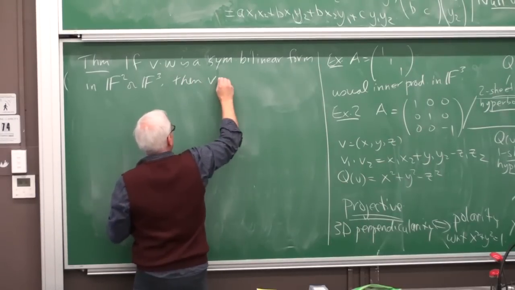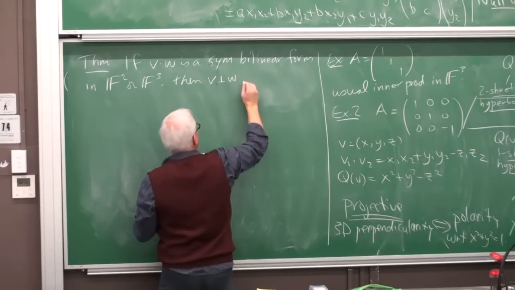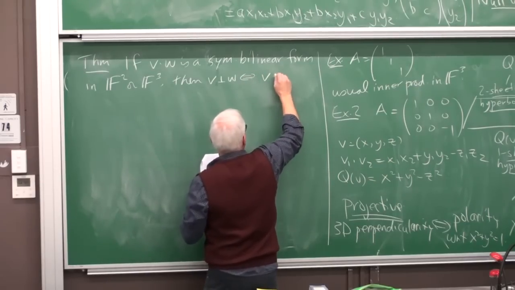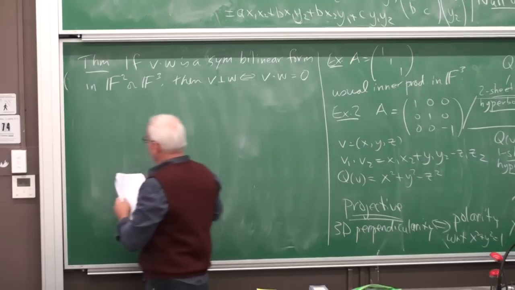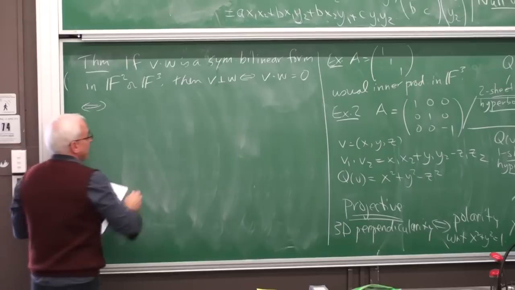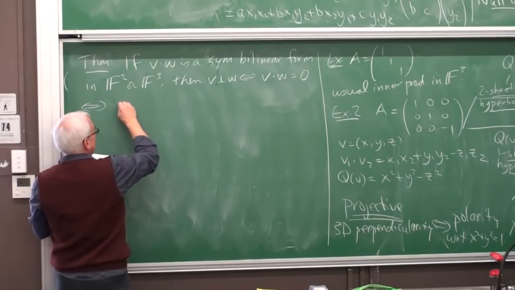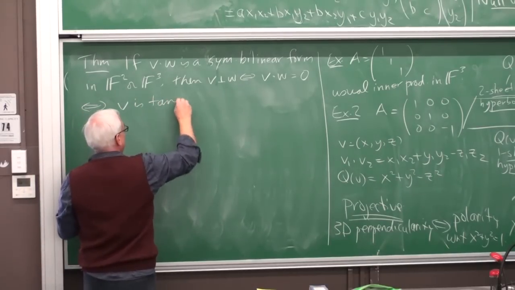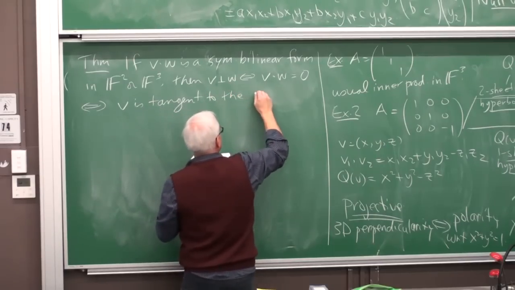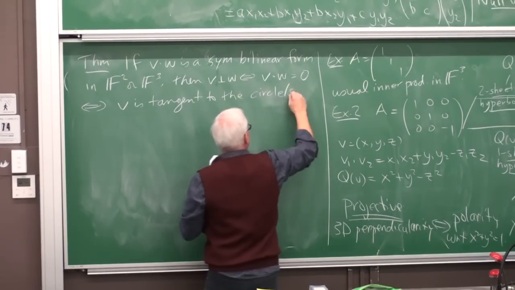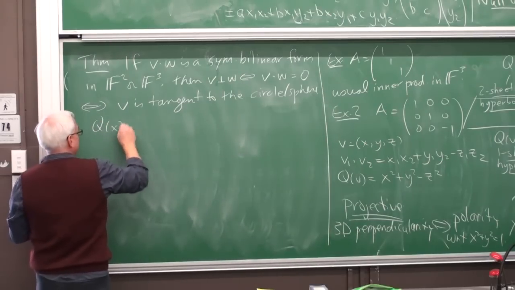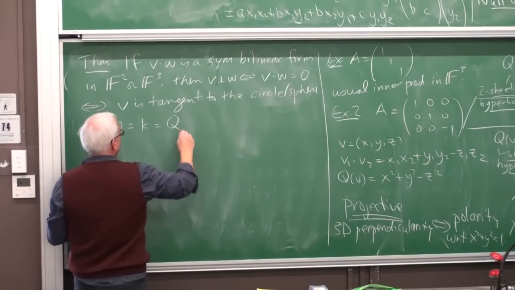then perpendicularity, V perpendicular to W, which is the same as V dot W equals 0, this is really geometrically the same as that V is tangent to the circle or sphere quadrants of x equals k, which is the quadrants of W.